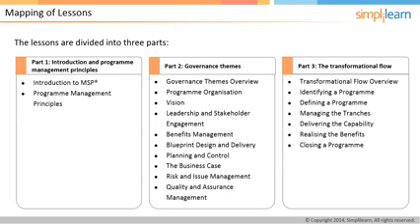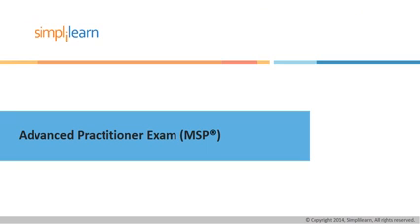The third part will cover the overview of transformational flow and identify the responsibilities for each activity in the program. The different processes in transformational flow are identifying a program, defining a program, managing the tranches, delivering the capability, realizing the benefits, and closing program. We will now move on to the next topic in the following screen.